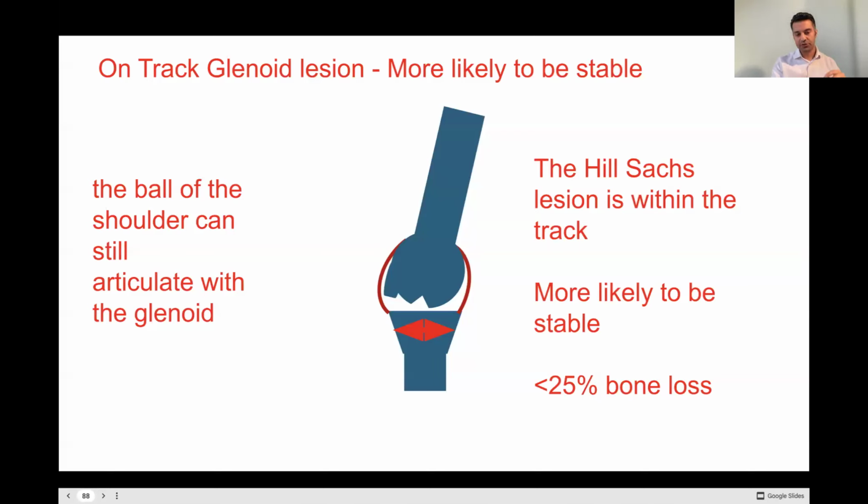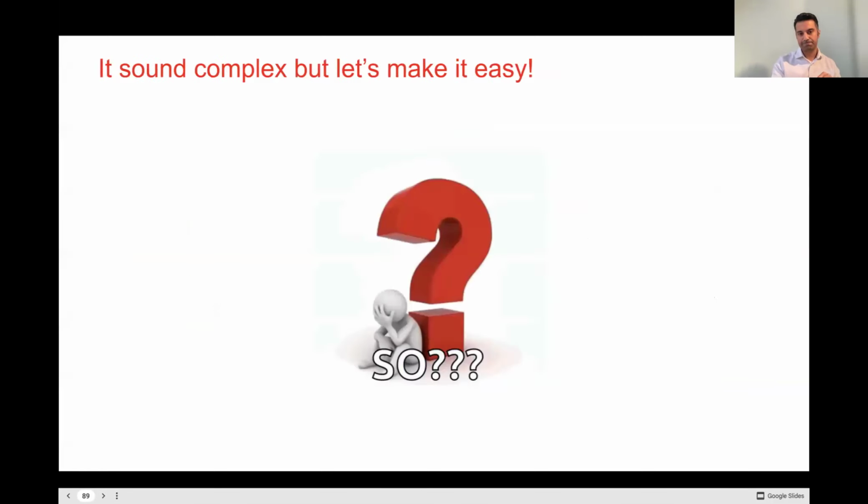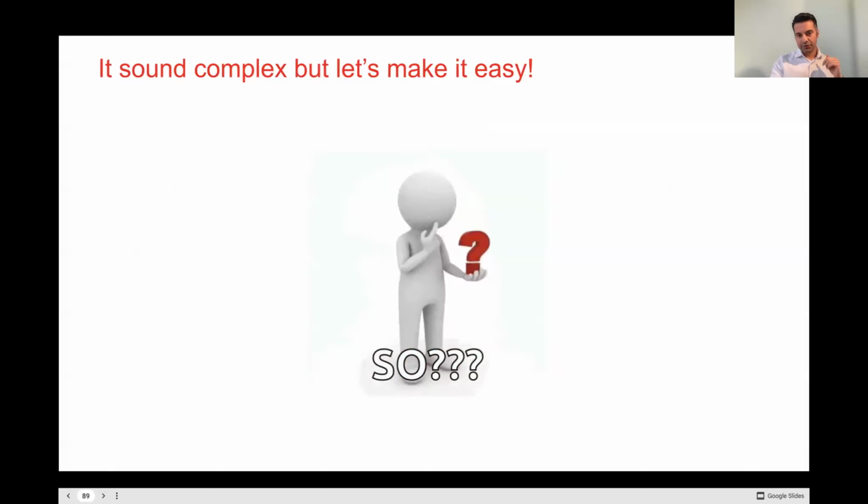But essentially, this shoulder can still articulate with the glenoid, so the humeral head is still pretty stable, okay? And the capsule is not going to get injured because there's plenty of coverage on either side of this defect here. So let's run it forwards.